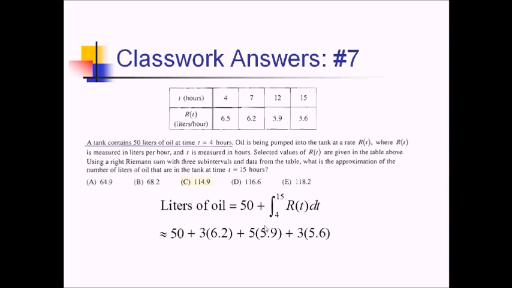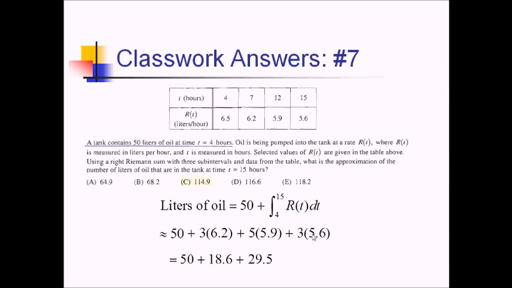Now on this one, this was a no calculator question, believe it or not, so just watch your arithmetic here. We've got 50 plus 3 times 6.2. So 3 times 6.2, that's going to be 18.6. Next, we've got 5 times 5.9. Well, 5 times 6 would be 30, so this is just going to be 5 times 0.1 less than that, so 29.5. And then here we've got 3 times 5.6.